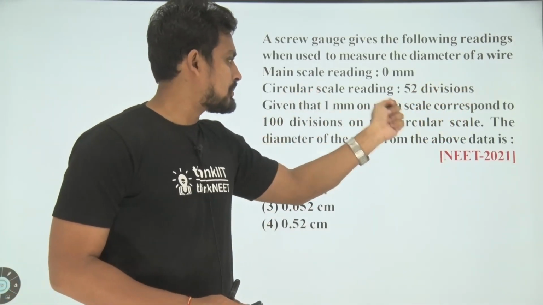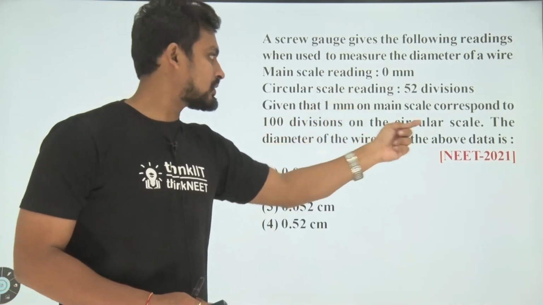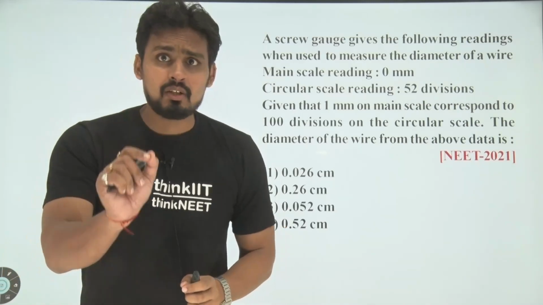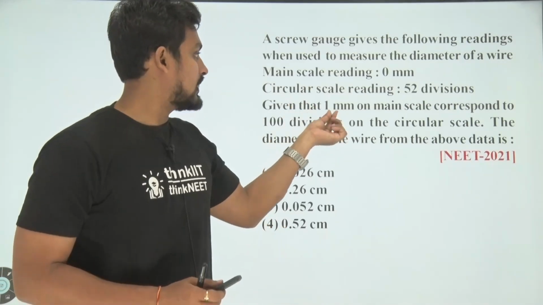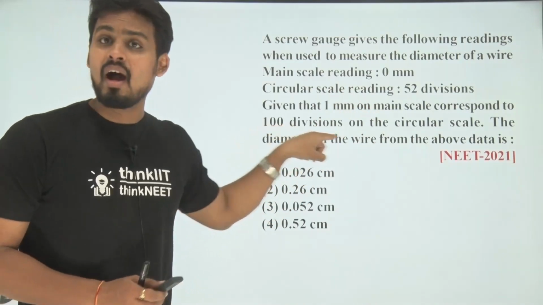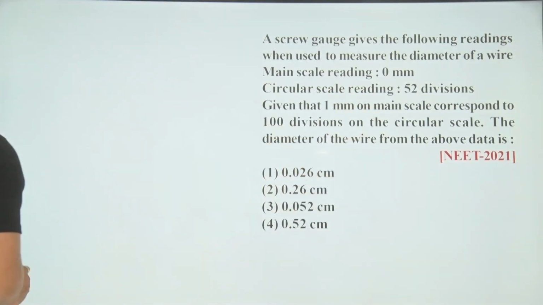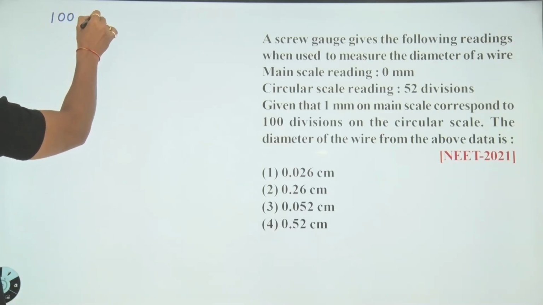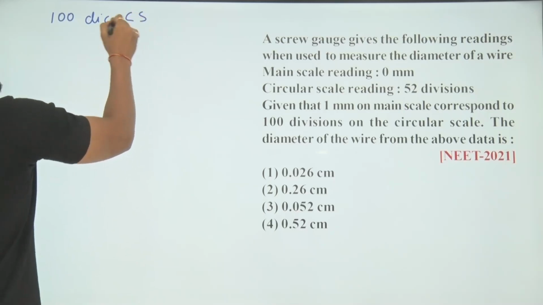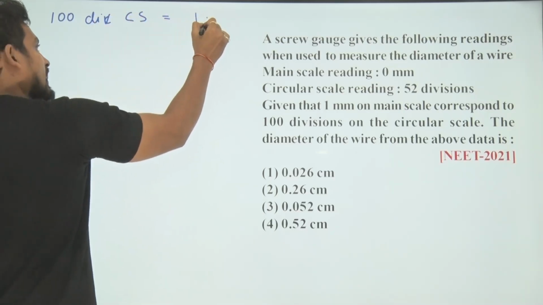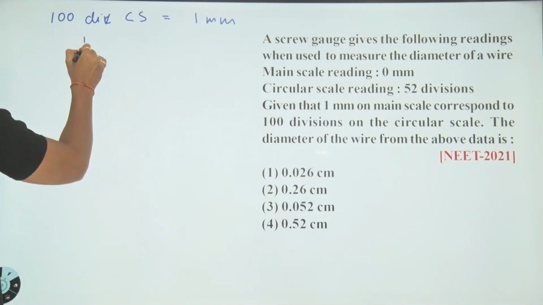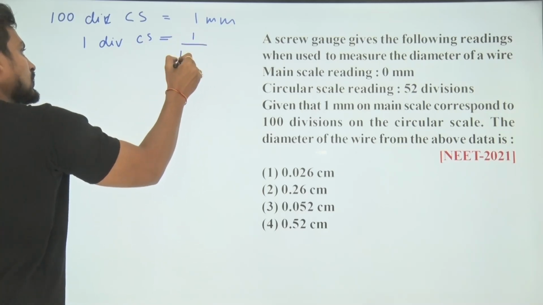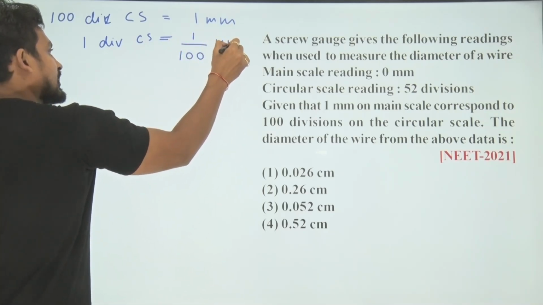Given that 1 mm on the main scale corresponds to 100 divisions on the circular scale, the diameter of the wire from the above data is... Now in this particular question, we know that the pitch of the scale is 1 mm and on it we have 100 divisions. So can we say that for 100 divisions on the circular scale, we are getting 1 mm reading, right? And therefore 1 division on the circular scale would correspond to 1 by 100 mm of reading.